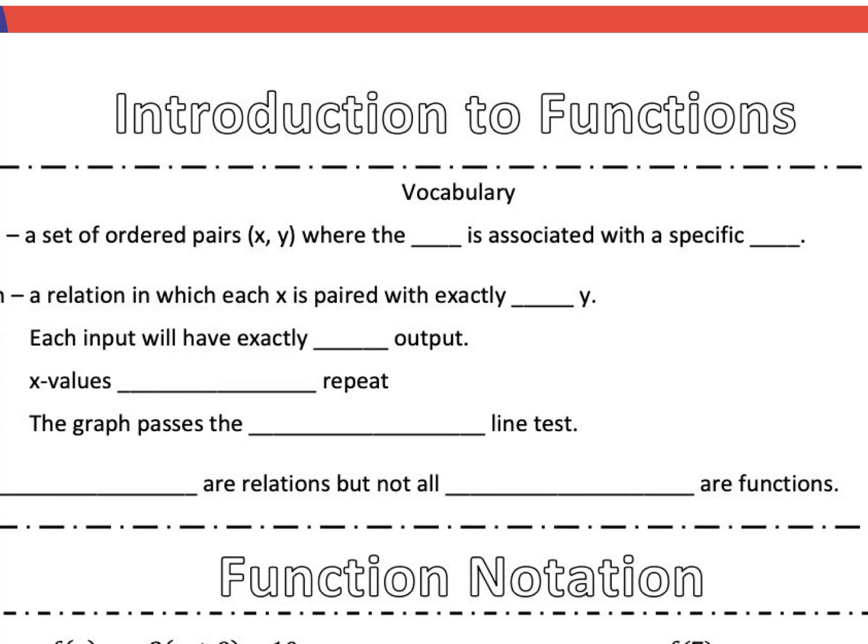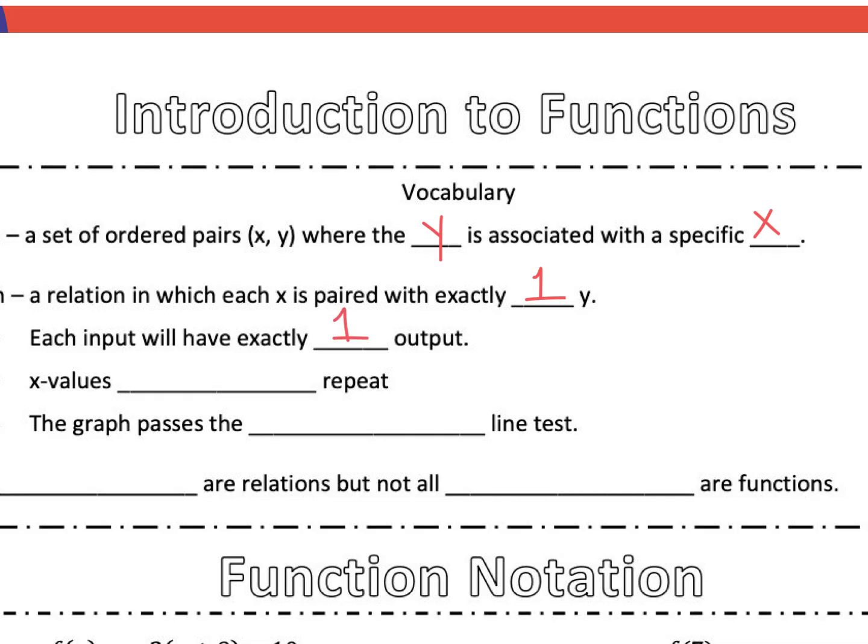So we're going to review real quick what we did yesterday on functions. A relation is a set of ordered pairs. We talked about XY order yesterday, where the Y is associated with one specific X, right? No repeated X's. A function is a relationship in which each X is paired with exactly how many Y's? One Y. Okay, each input will have exactly one output, right?